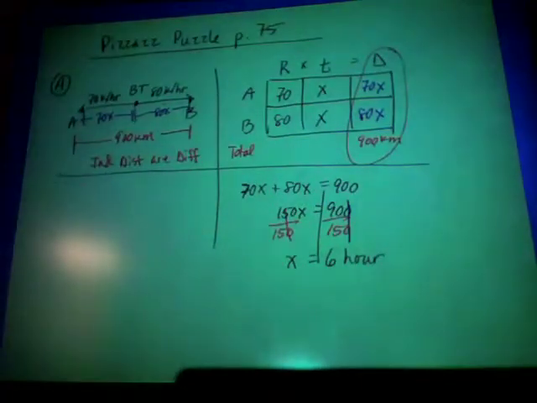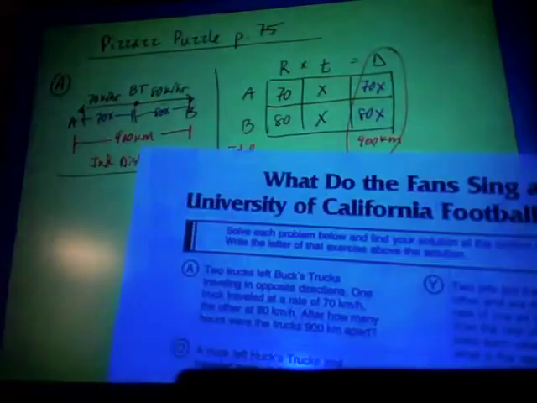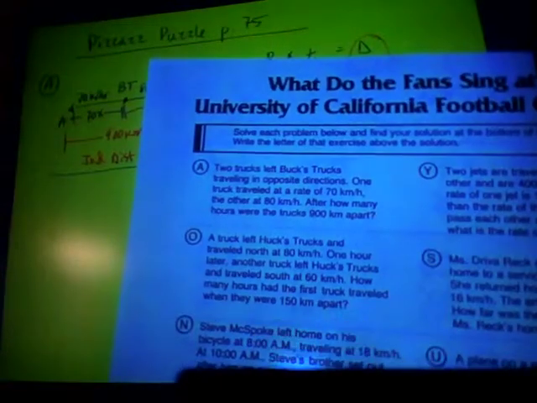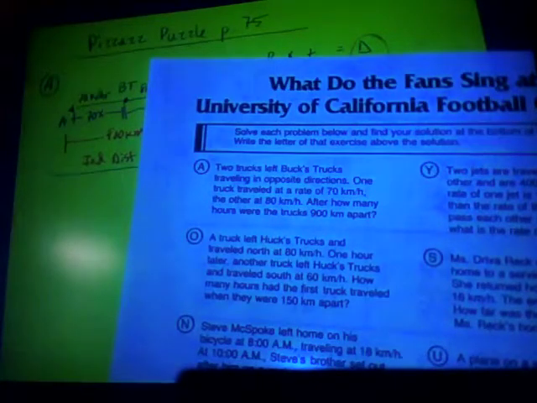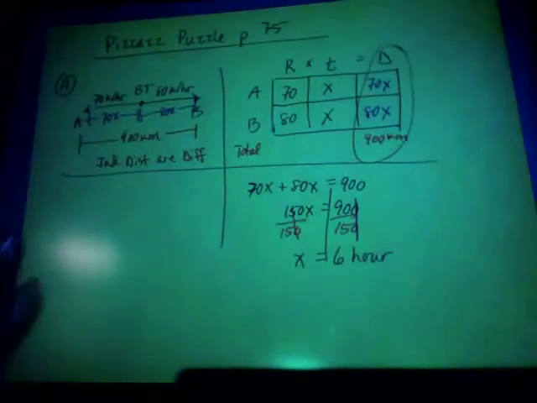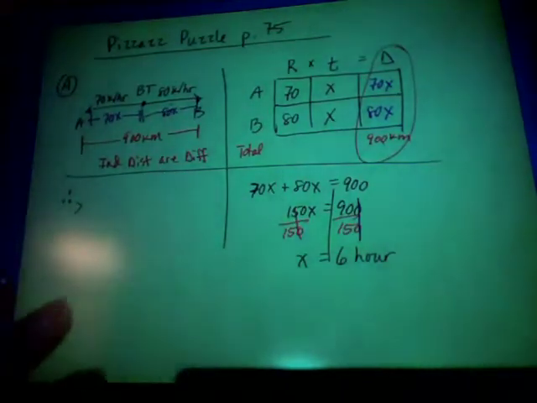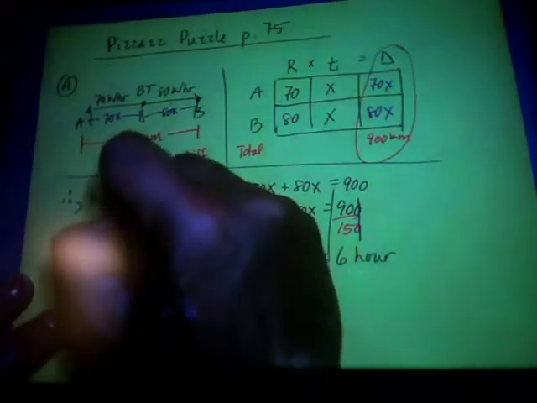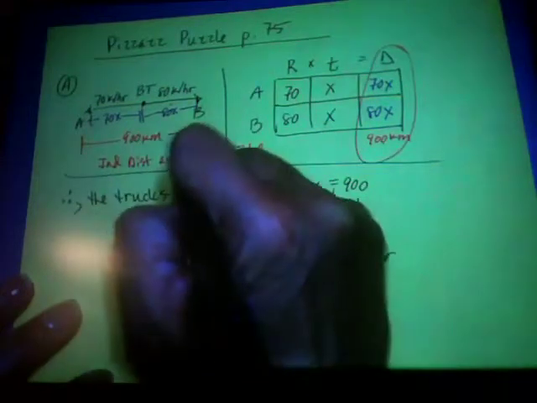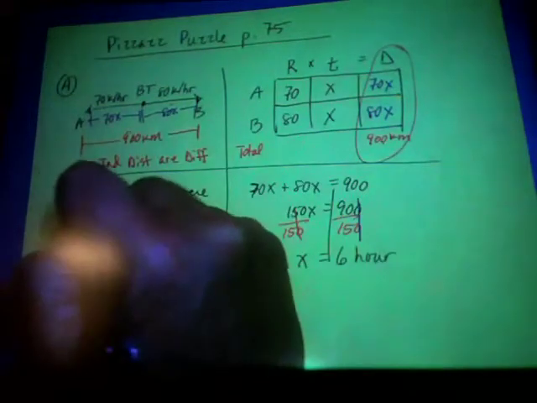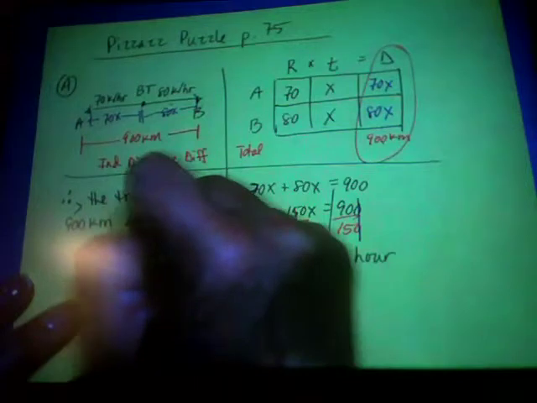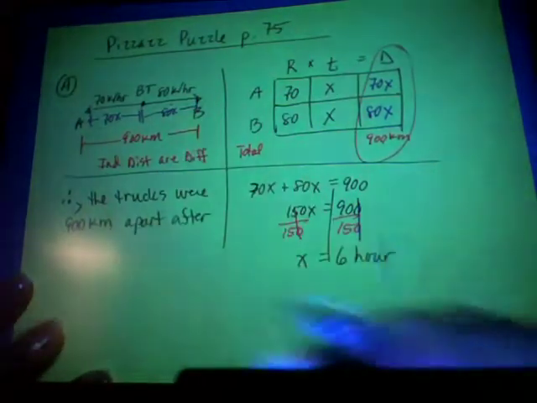Now we found x, but I have no idea what the question asked for at this point because I forgot what the question was. So go back and look at the question. The question says, after how many hours were the trucks 900 kilometers apart? Did we answer the question with x? Yes. So therefore, those of you who are new, a triangle with dots means therefore. So therefore, the trucks were 900 kilometers apart after 6 hours.